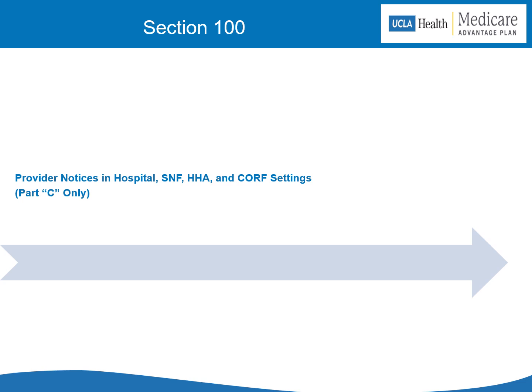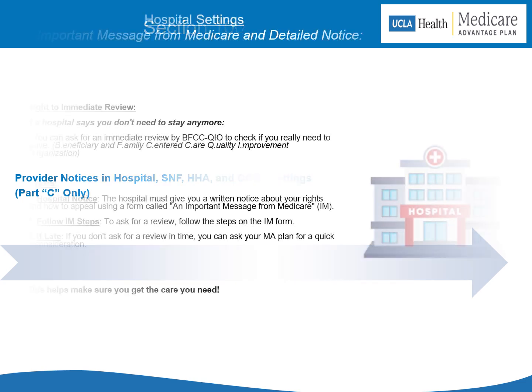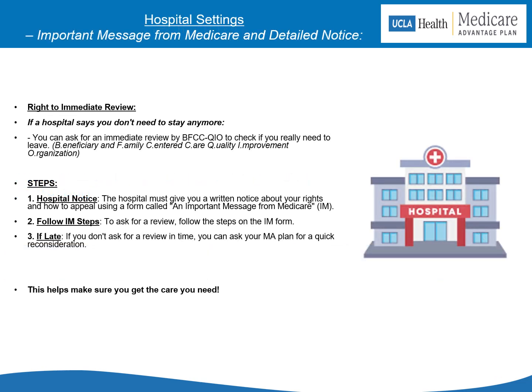Okay, last section of the day, section 100. Provider notices in hospital, skilled nursing facilities, home health agencies, and comprehensive outpatient rehabilitation facilities. Part C only. Hospital settings. Important message from Medicare. If a hospital decides you don't need to stay anymore, they must give you a written notice explaining your rights and how to appeal that decision.